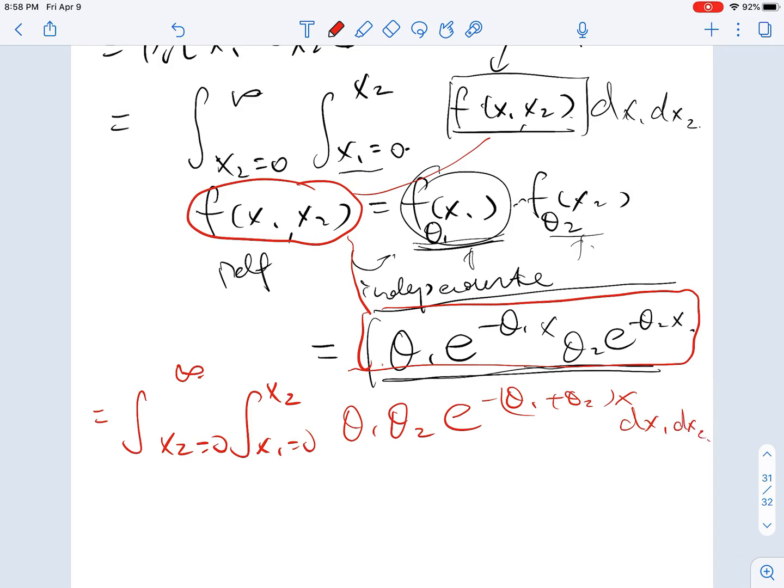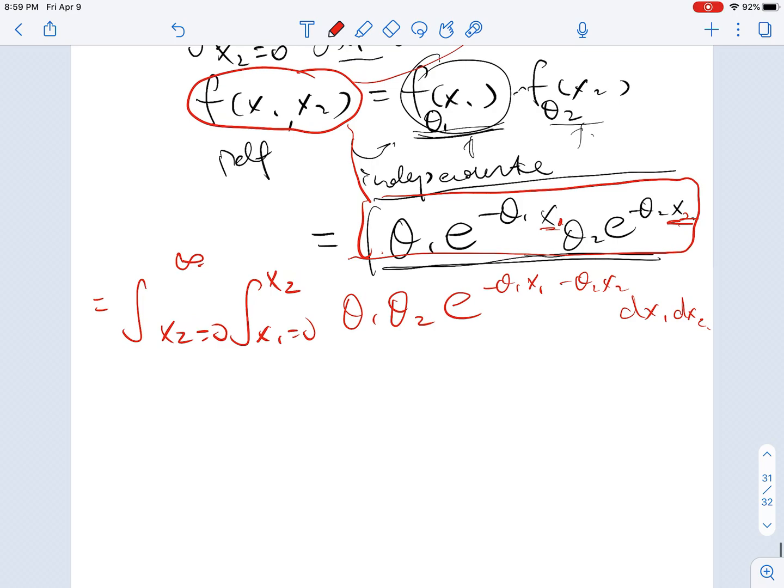Right. Oh, actually, I cannot do this. Sorry. So I need to be a bit careful. Right. So this is theta 1, x1, x2, right? So e to the negative theta 1 x1 minus theta 2 x2. I cannot merge these two terms.